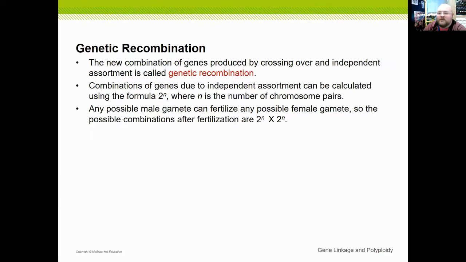So humans have 23 pairs of chromosomes, so 46 chromosomes. A male gamete gives 23 and a female gamete gives 23. So in humans, that would be 2 to the 23rd power times 2 to the 23rd power to get you all possible combinations after fertilization in a human. It's a very large number.